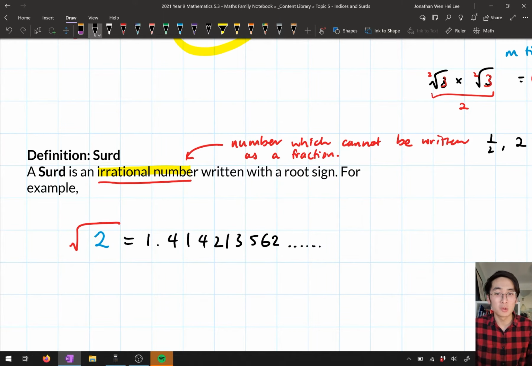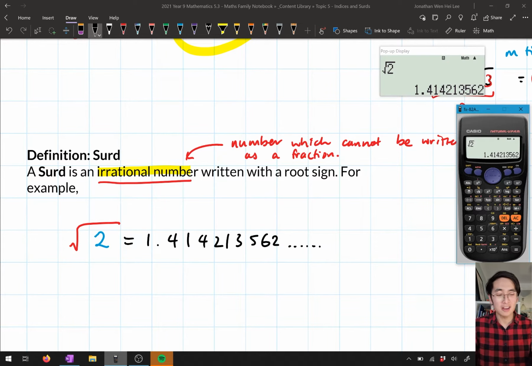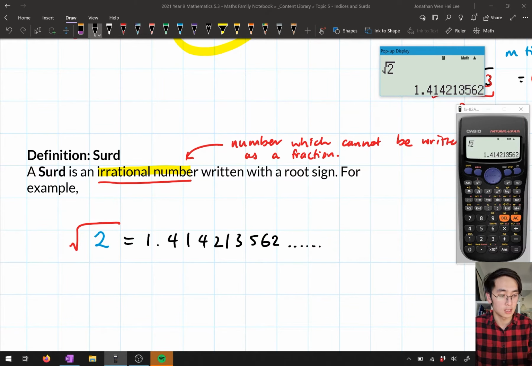That's what an irrational number is. An irrational number is a number which cannot be written as a fraction. When we put this in a calculator, it actually stops after a certain number of digits. So here, my calculator stops at 1, 2, 3, 4, 5, 6, 7, 8, 9, 10. After the 10th digit, it stops showing this.